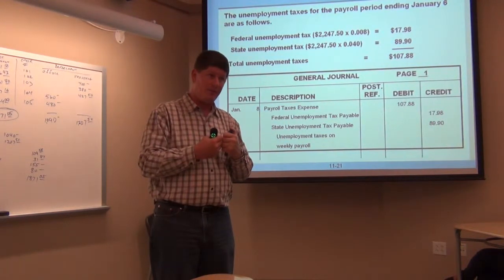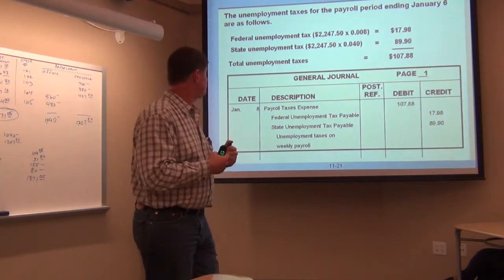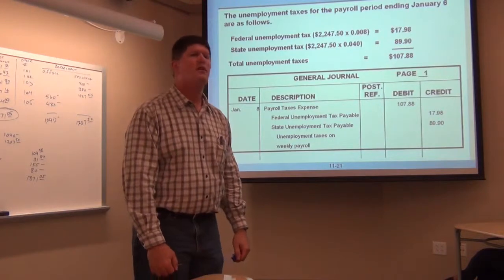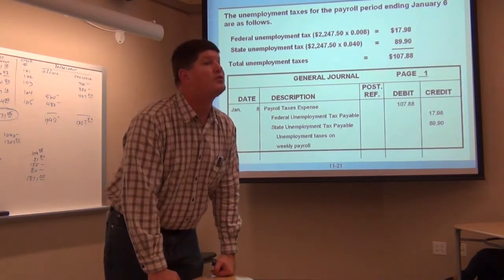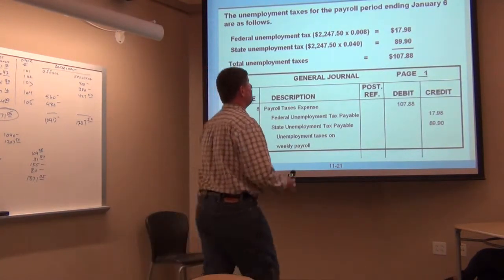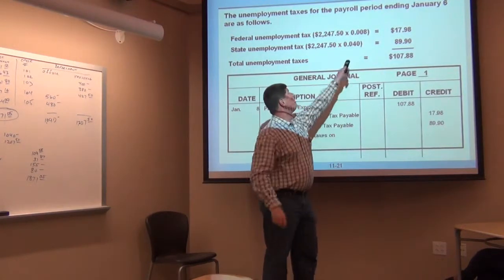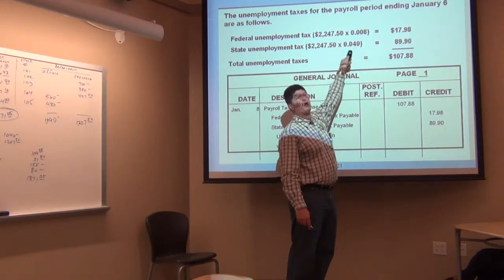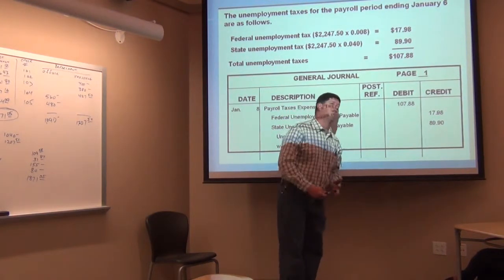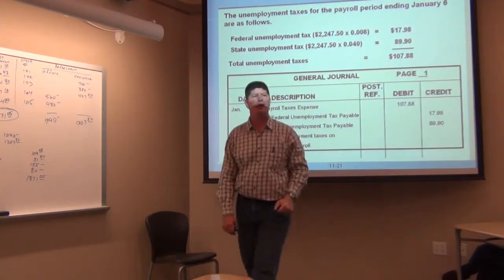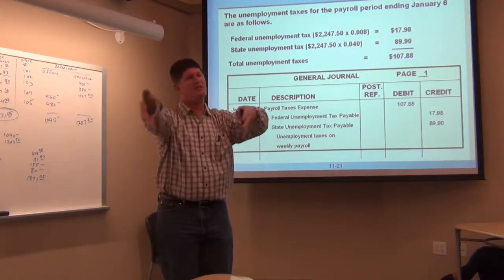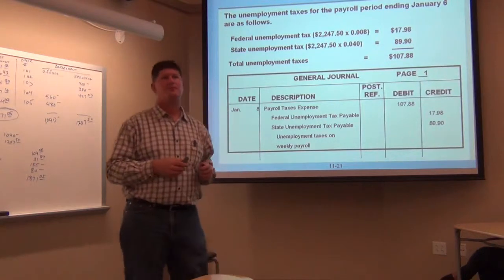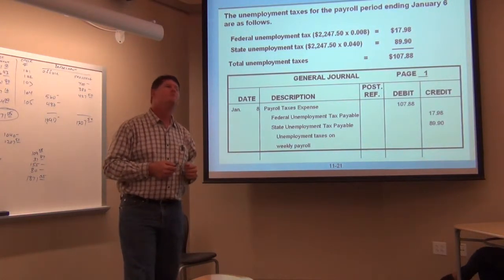Does state unemployment have a limit as well as federal? It is also 7,000. So it's 14,000 total? No. They're both on only the first 7,000. So you're paying, in this example, 4% to the state and 0.8% to the feds, a total of 4.8% on the first 7,000 in wages for each employee. Okay. Yes, ma'am. Anyone else?